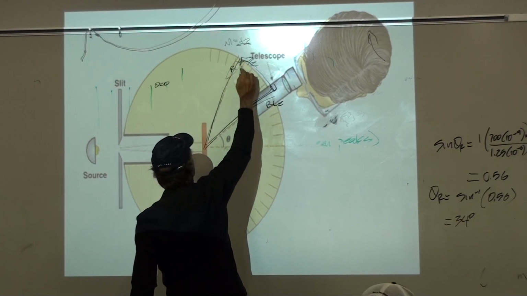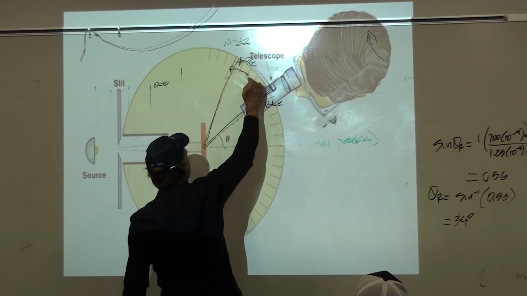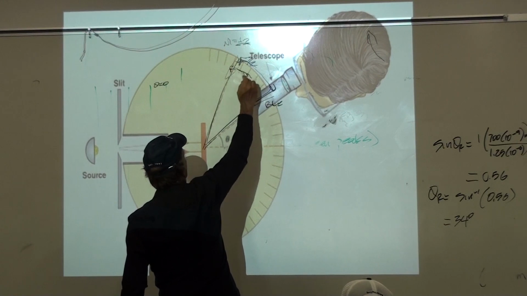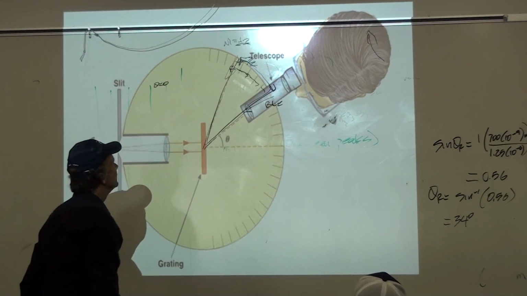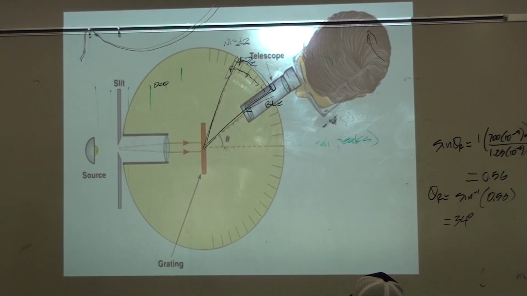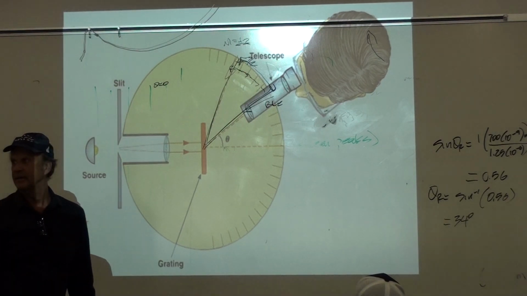But then everywhere else in between, this would be yellow, then this would be orange, red, orange, yellow, green, blue, and violet. Actually, what I'm calling blue would be violet. That'd be the highest frequency that you can see. Any questions about that?